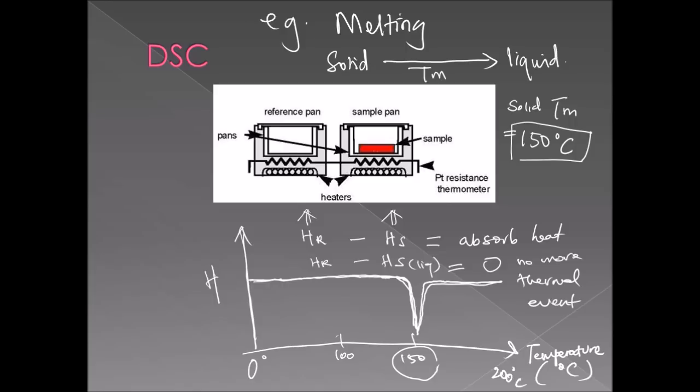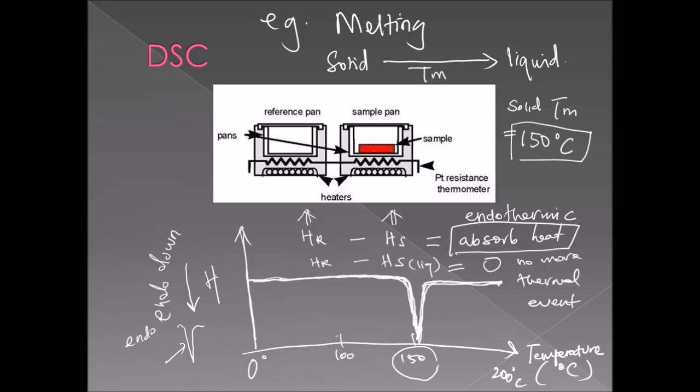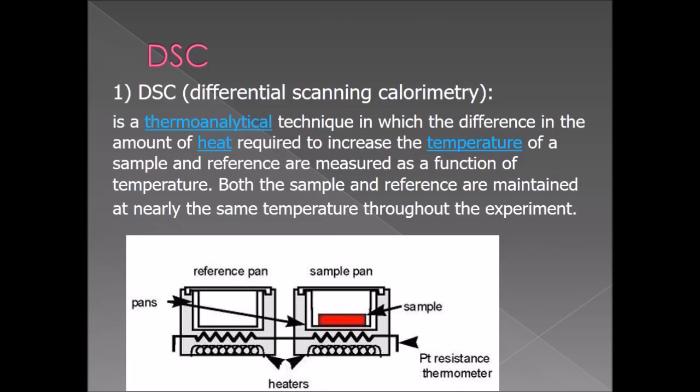Okay, when you have a melting event, before the melting there's no event happening. When you start melting there is a sharp decrease in the signal and then you go back to the baseline. Now melting is a process that absorbs heat, so it is an endothermic process. So in this curve here you should label endo down. Any signal that shows a down peak is an endothermic process.